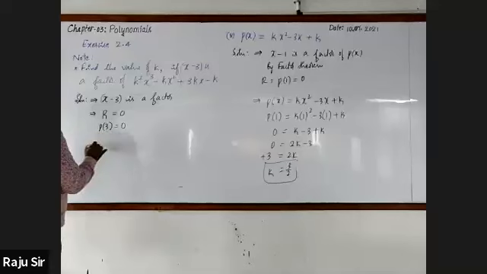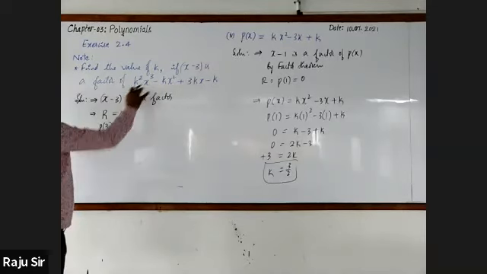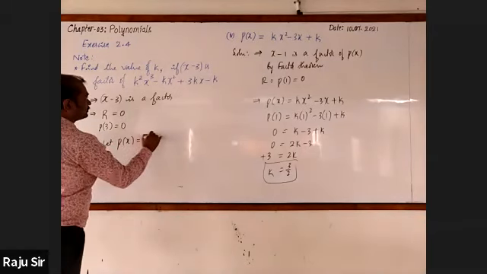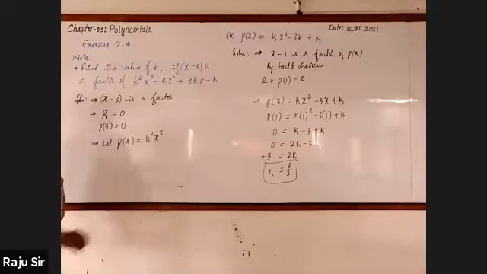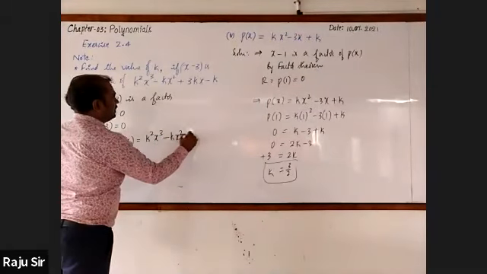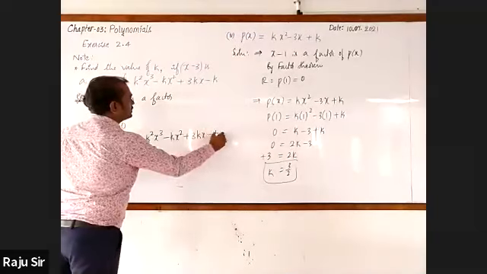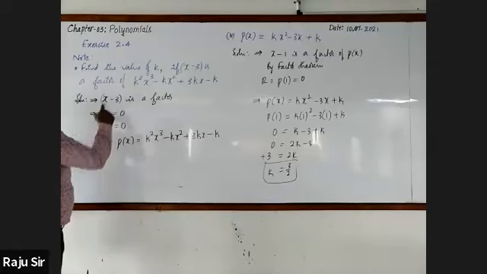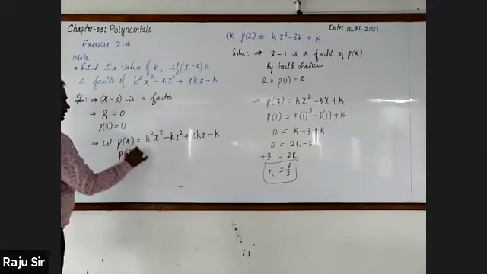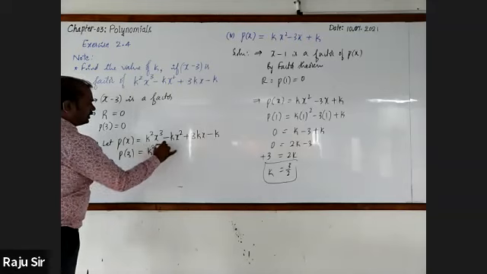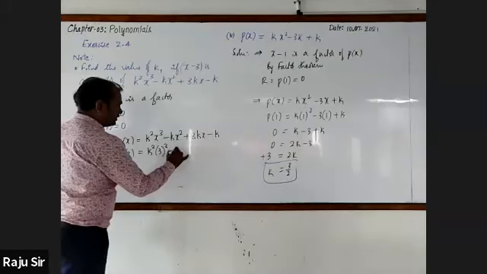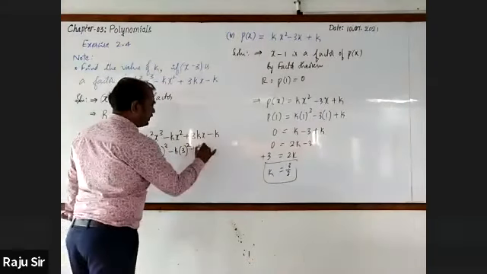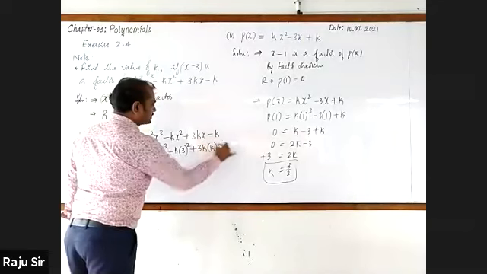Now we want p of 3. Let the given polynomial be p of x. P of x is equal to k square x cube minus kx square plus 3kx minus k. Now where x is 3, p of 3 is equal to k square into 3 whole cube, minus k into 3 whole square, plus 3k into 3, minus k.